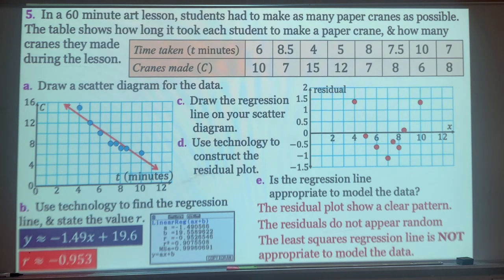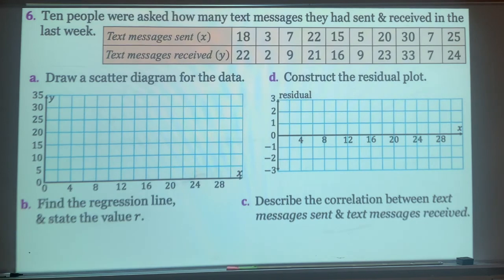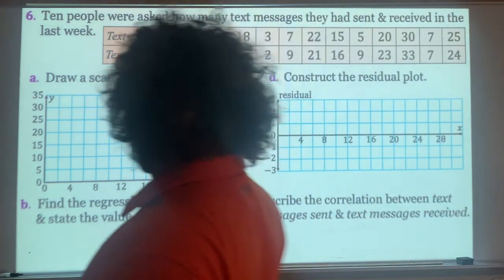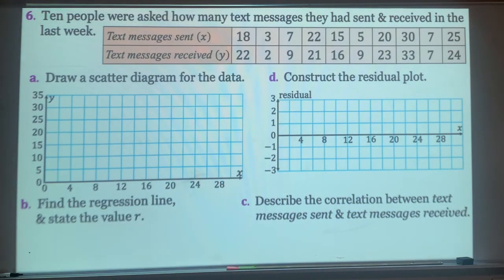Number 6, the last question of the day. 10 people are asked how many text messages they had sent and received in the last week. Oh, we're going to go back to the text messages. All right. Draw a scatter diagram. So let's go. Let's finish it strong. And let's do the scatter diagram on our calculators as well.